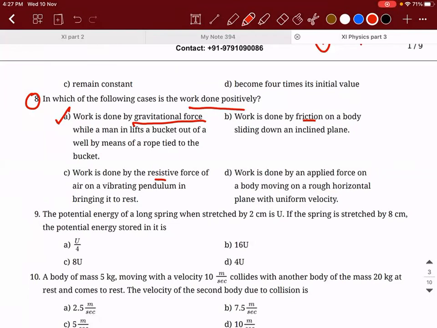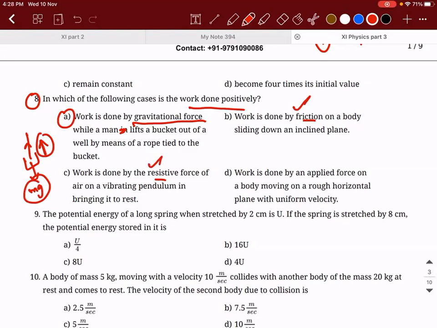Work done by gravitational force by a man while a man lifts a bucket out of a well by means of a rope tied to the bucket. The weight is acting downwards and the displacement is upwards, so it is negative work, because force and displacement are in opposite directions. In this case, same.